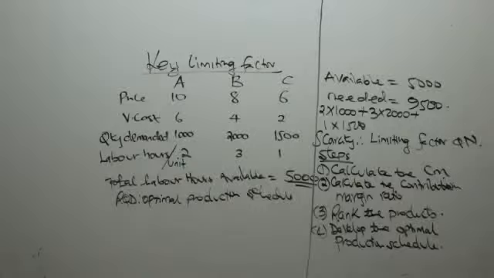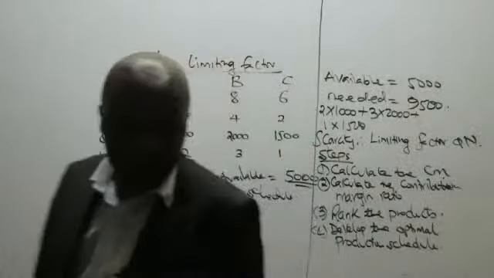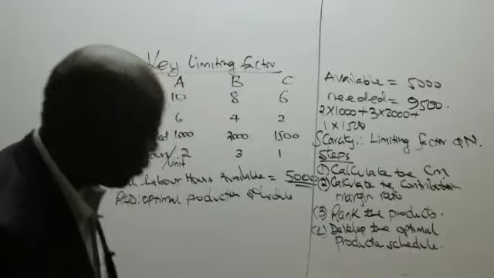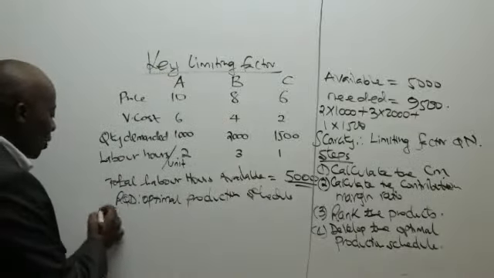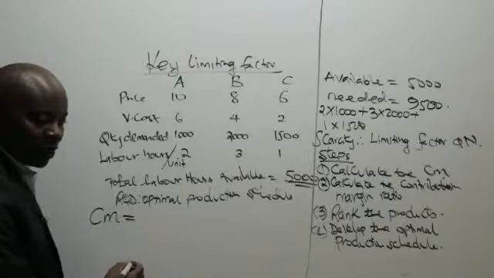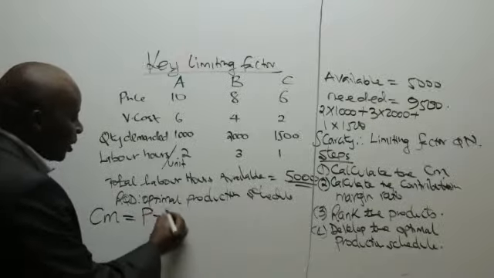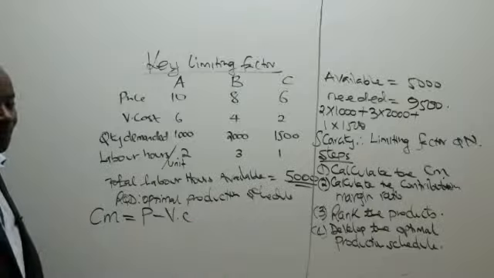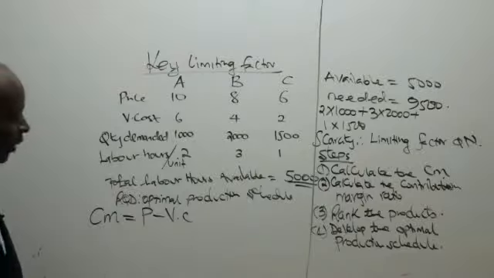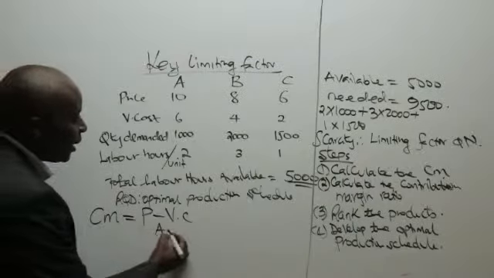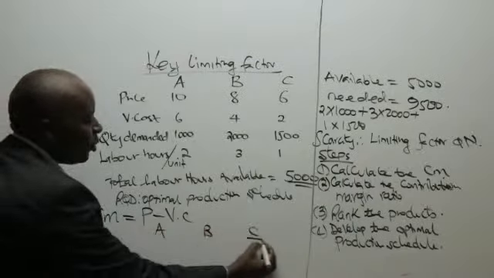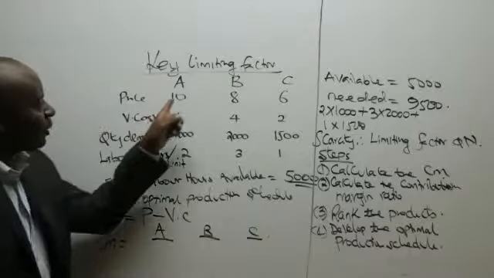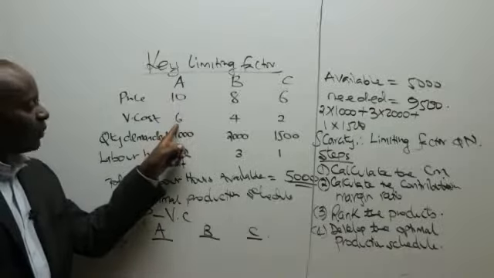What they have done is to tell me that to calculate contribution margin, we normally take selling price minus variable cost. So then could you kindly do me a favor? We have 3 products here, A, B, C. Could you kindly give me the contribution margin of each one of them? Remember, you're taking the selling price minus the variable cost.